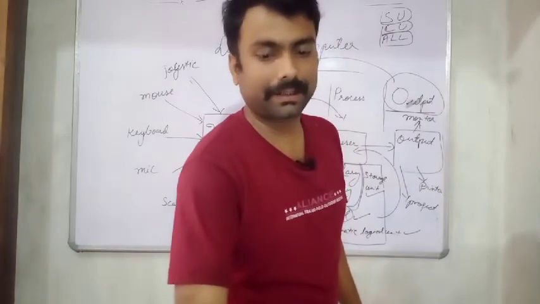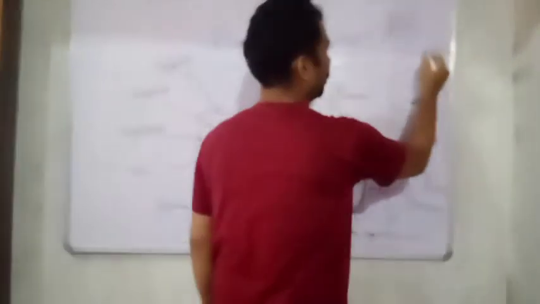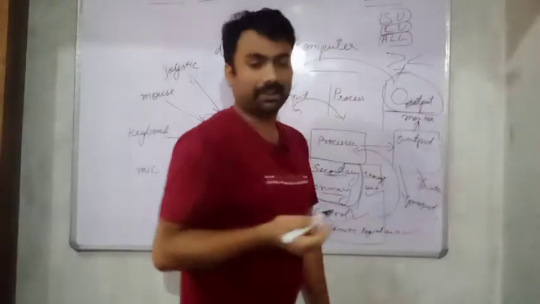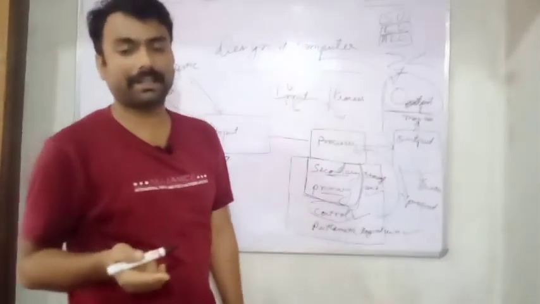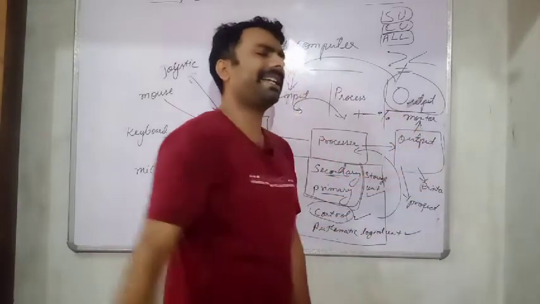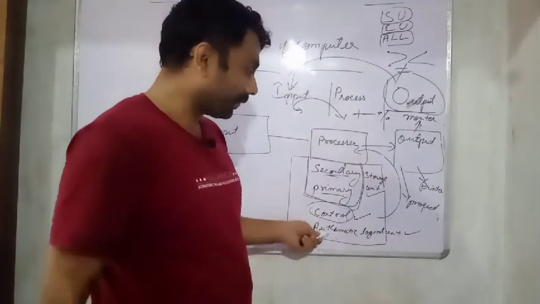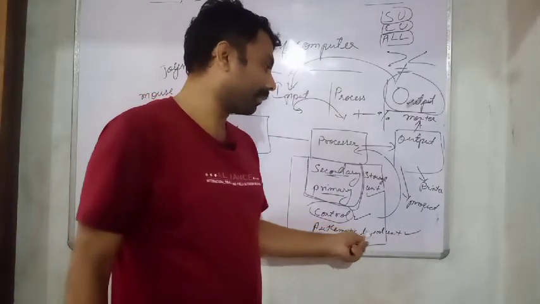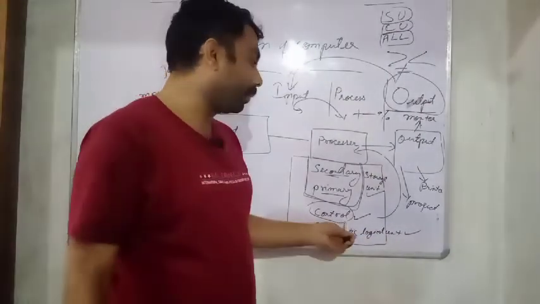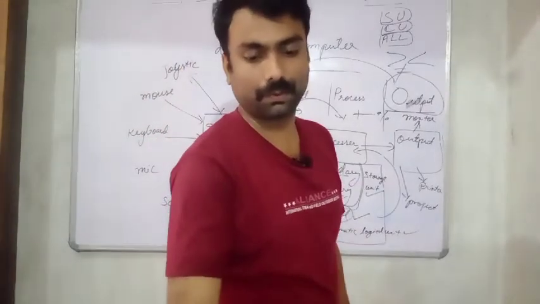Then after that, the arithmetic and logical unit: comparison signs like greater than, less than, equal to, not equal to, and calculation-type things like plus, minus, divide, multiply. This kind of calculation is performed by the arithmetic logical unit. Okay, so it looks after those kinds of operations. Any problem in this? No.